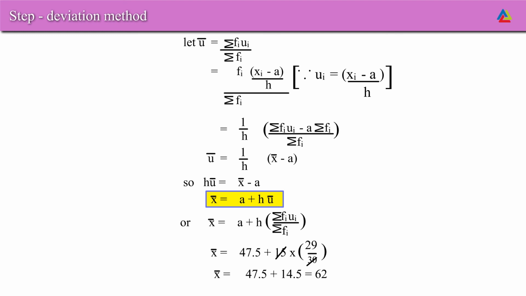Since ui is equal to xi minus A upon h, upon putting this value and simplification, we get x bar is equal to A plus h into u bar. Upon substituting the value of u bar and simplifying further, we get mean of grouped data as 62.